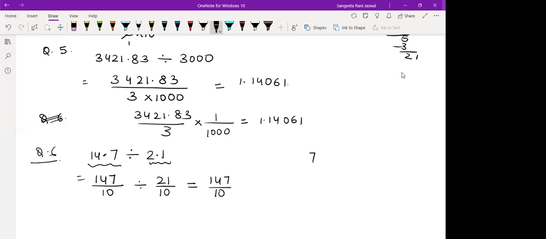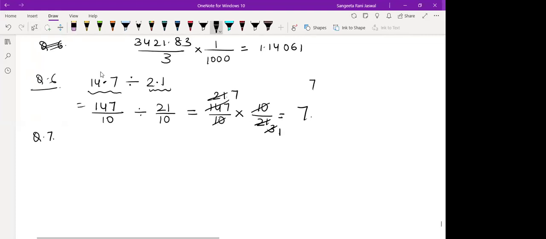Keep the first number as it is, change the sign, and take the reciprocal of the second number, right? Like this. 10 and 10 will get cancelled. Now these two numbers can go with 7, and they both come in the table of 7, right? 7 threes are 21, 7 twos are 14, and then 7 ones are 7. Then again this can be cancelled with 3: 3 ones are 3 and 3 sevens are 21. So your answer is 7. Good, Harshit. Thank you, ma'am.